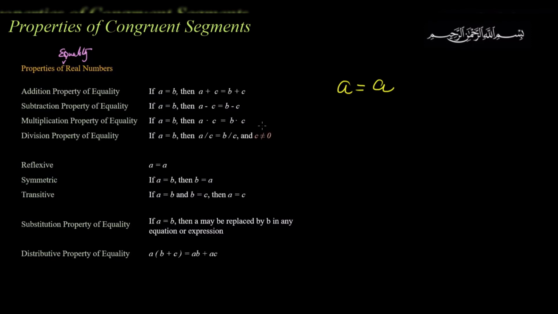Now that's different from symmetric. Students confuse these two all the time. They confuse the reflexive and the symmetric properties. So we can't get these mixed up. The symmetric property of equality for real numbers states that if A equals B, then B is equal to A. So reflexive property of equality for real numbers says a number is equal to itself. Symmetric property of equality says if A is equal to B, then B is equal to A.